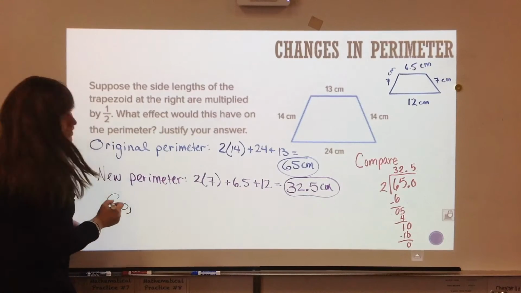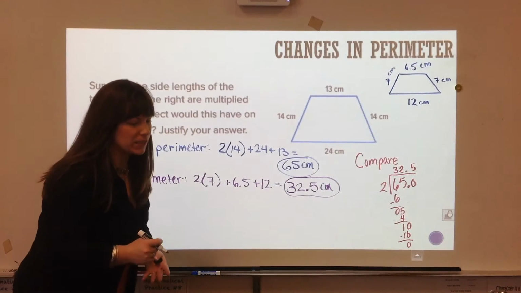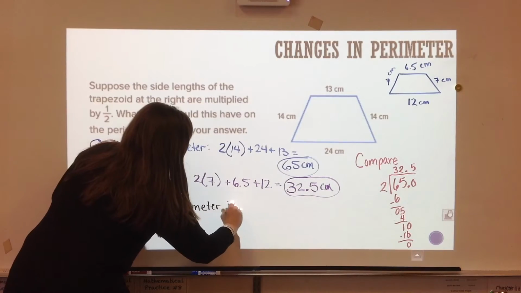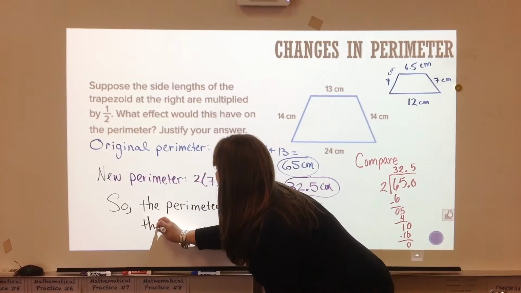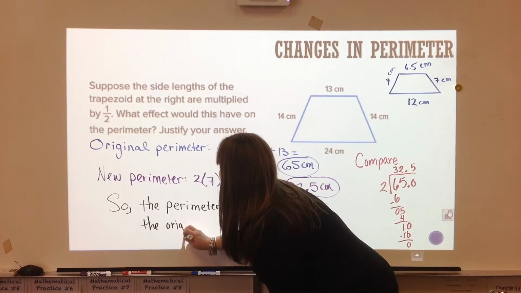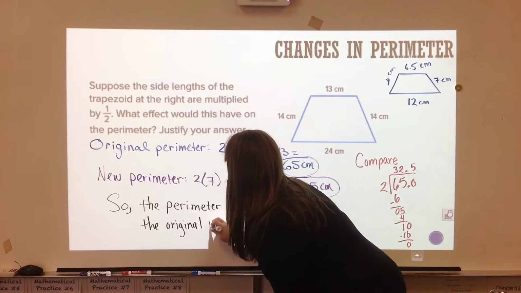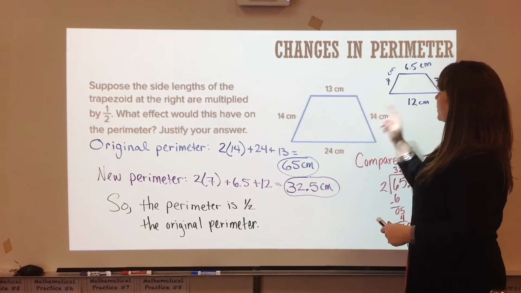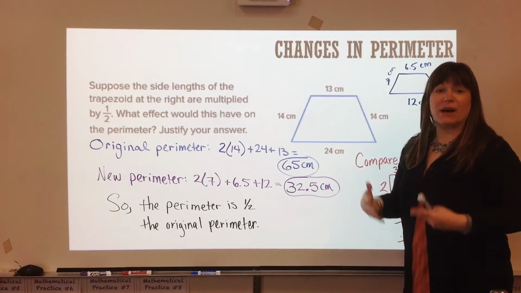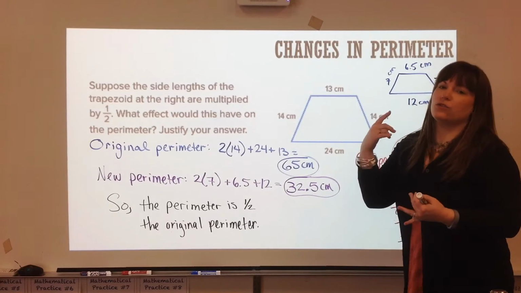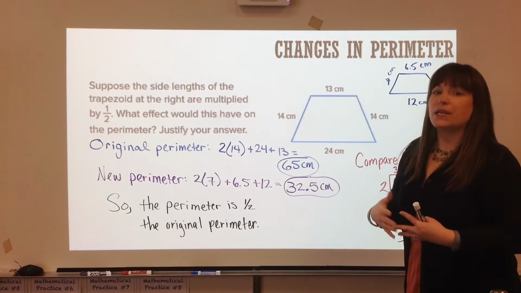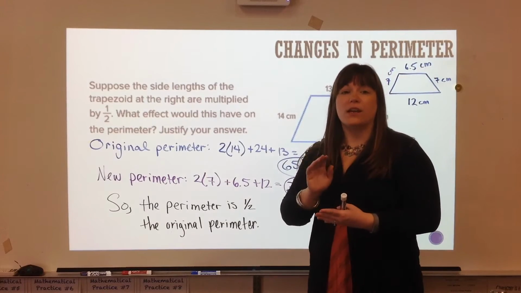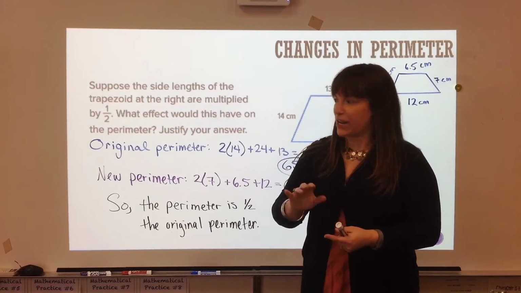So here's my justification and my conclusion sentence. The perimeter is half the original perimeter. So you're seeing the pattern, hopefully, with these two examples. If you manipulate the corresponding sides by either dividing by 2 or multiplying by 3, that same effect, either dividing by 2 or multiplying by 3, is what happens to the perimeter. Let's move on to area next.